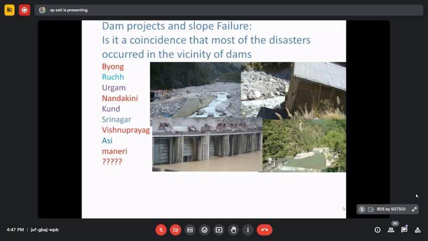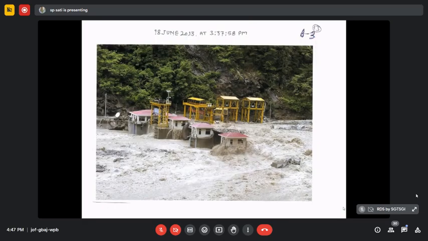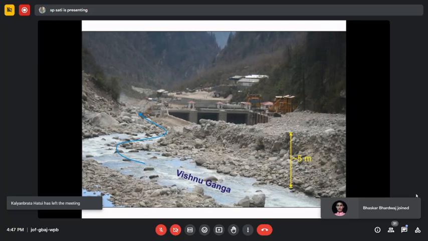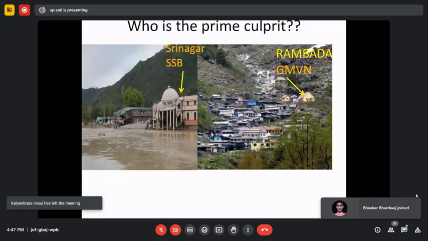There are several dam projects which were destroyed in the 2013 event. This is Pandukeshwar Dam, or this Vishnuprayag Dam. This was damaged in 2013 again.